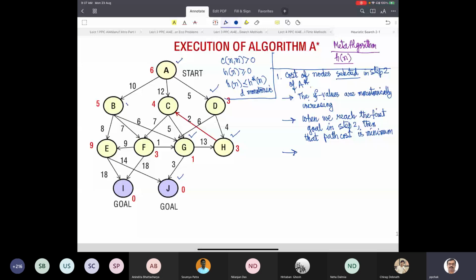Is everybody convinced this one is all right? Monotonically increasing, everybody is satisfied? No, sir, I didn't understand that. Okay, you did not understand. So, what does monotonically increasing mean, or rather, it is monotonically non-decreasing.